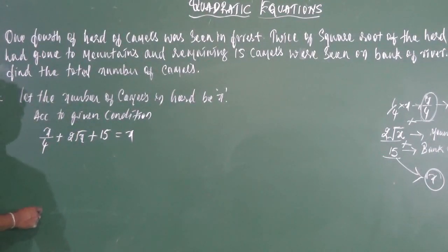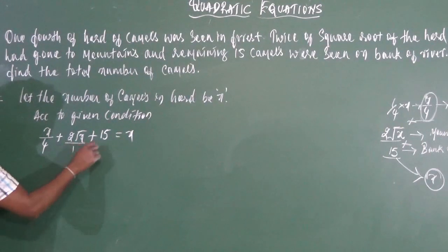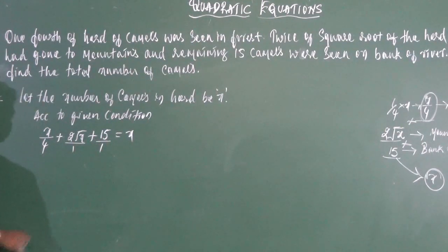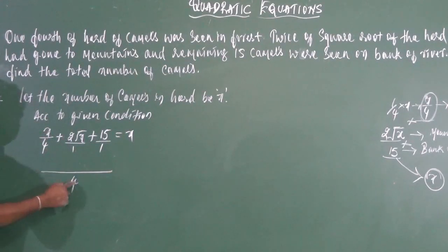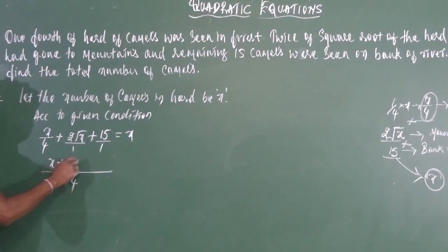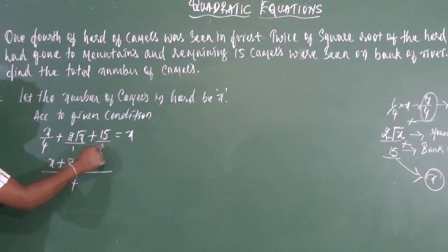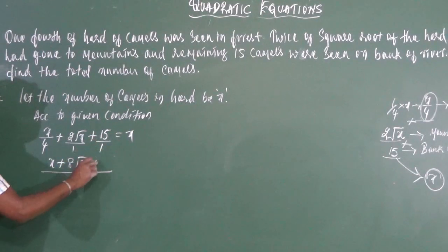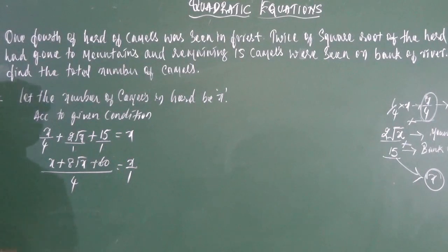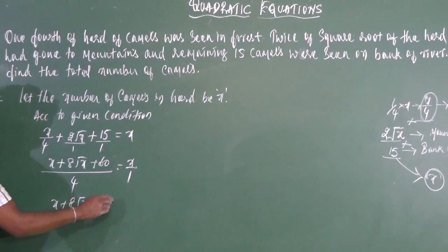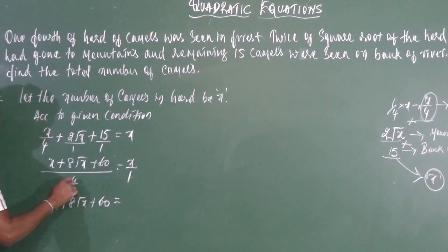Now let us take the LCM here itself. For 4, 1 and 1, the LCM is 4. X by 4 into 4 is X, plus 2 root X by 1 into 4 is 8 root X, plus 15 by 1 into 4 is 60, is equal to X by 1. So go with cross multiplication again. So X plus 8 root X plus 60 into 1 is equal to 4 into X.